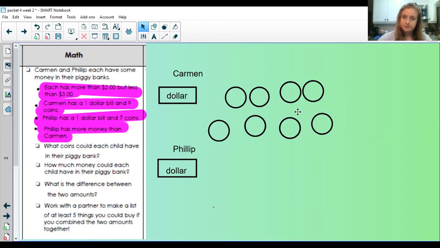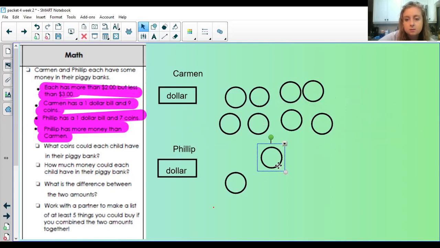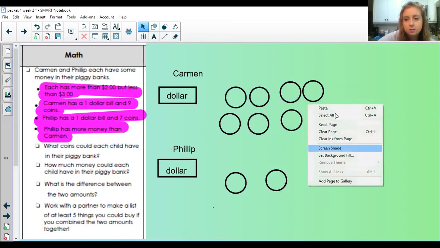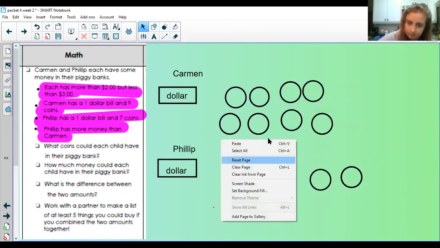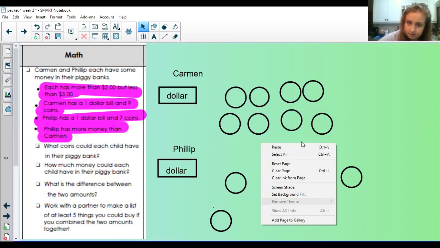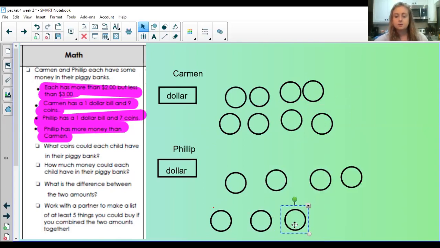And then we'll put Philip's below. So Philip has $1 bill, and then he has 7 coins. So 1, 2, 3, 4, 5, 6, and 7. Okay. So that's what we have for Philip.